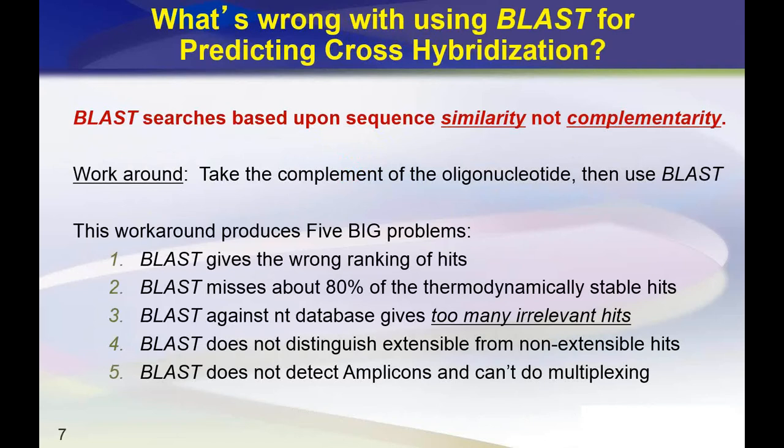Another problem with BLAST for determining cross-hybridization is that if you blast an oligonucleotide against a large database like NT, you actually get too many irrelevant hits. So for example, if you were trying to design a primer against the human genome, humans are mammals, and so that primer would be likely to hit other mammals like the horse genome or the pig genome or the cow genome. Any one of those would be evolutionarily related but have no relevance at all to a primer design. And so you get too many of the hits you don't care about. So point 2 indicates that BLAST misses a lot of the hits that do matter, and it also gives you too much of the ones you don't want.